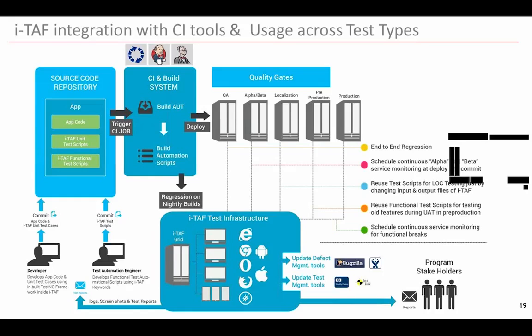So if you look at the ITAF infrastructure, as I said, we have an ITAF server system and also a grid that connects multiple machines and multiple devices. We update the defects that are coming from the framework into defect management tools, and they also have the ability to send out reports to program and project stakeholders. So if something goes wrong, it communicates back to the developer and the test engineer about these failures. They can fix the code or the test case and then re-execute the test case again. So this is how it integrates into your continuous integration mechanism.